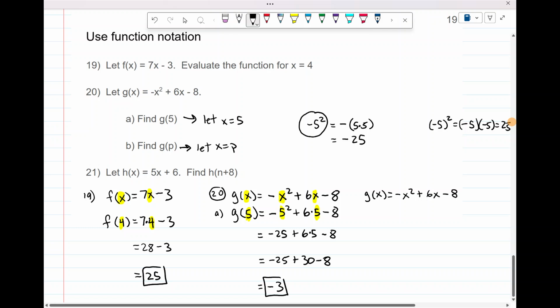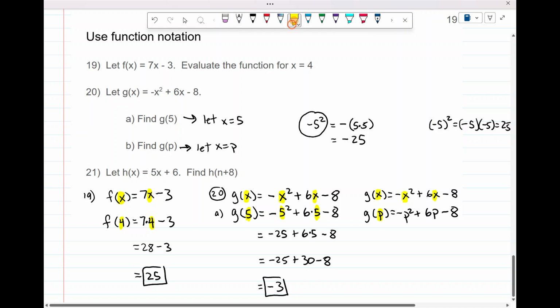Now this is a little bit different, but it's not too complicated. We're going to follow the same process that we followed when x was equal to a number. So this is going to be g of p. Everywhere we see an x, we are going to replace it with p at this time. So this would be negative p squared plus 6 times p minus 8.